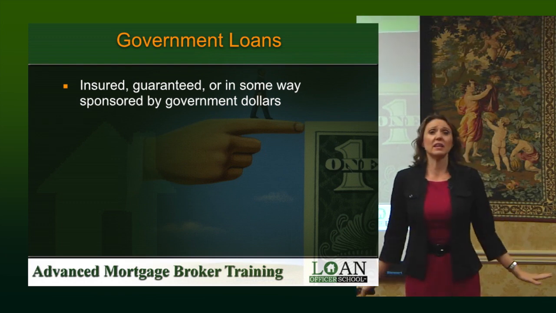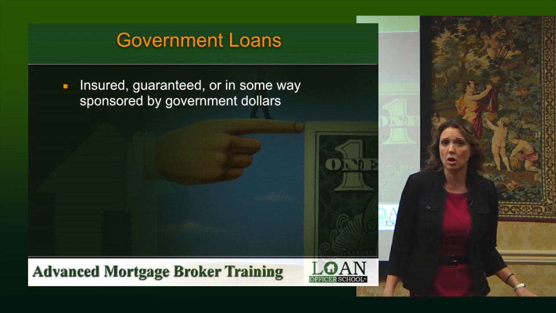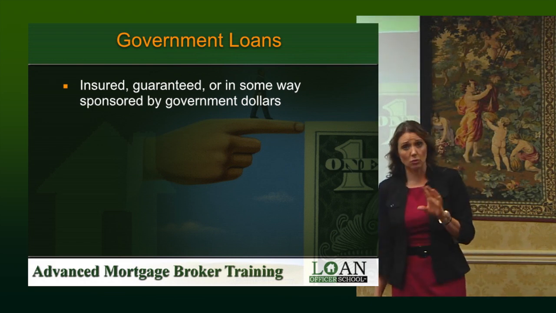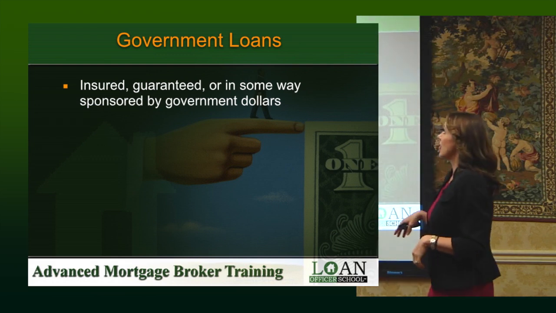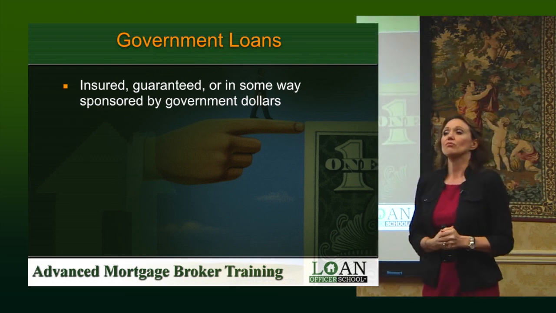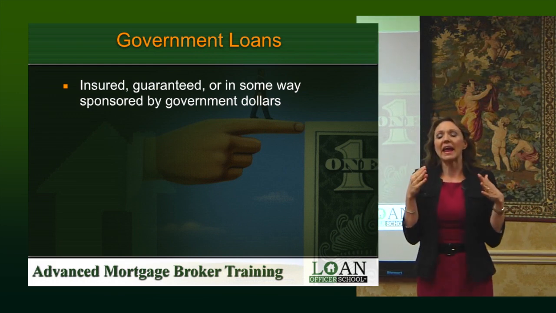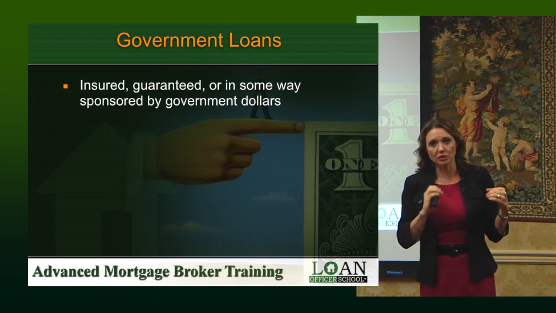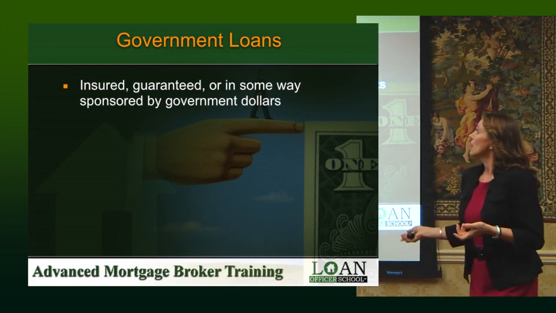You go to any mortgage institution to do a VA, FHA, or USDA loan. It's who's insuring it. Remember that private mortgage insurance? Well, this is government insurance. So government loans would be, you get a loan from Wells Fargo and FHA is going to insure it, okay? That would be considered an FHA loan.